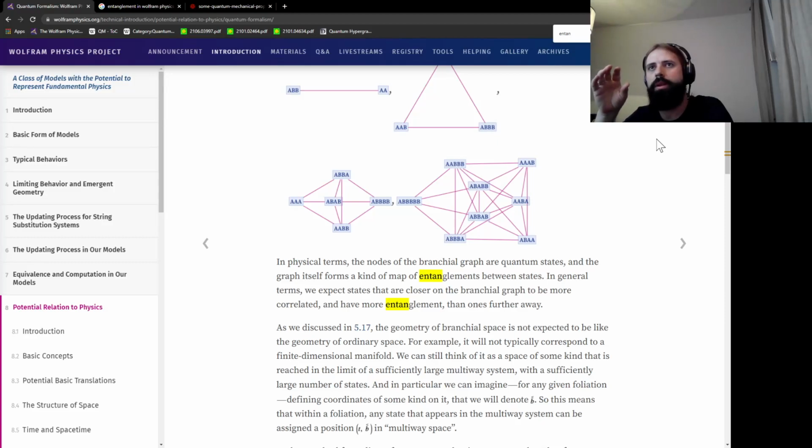Entanglement is a type of correlation that is defined in the sense in which we observe correlations in the measurements of different systems, right? So that's what confuses me about the usage of the word entanglement in here.